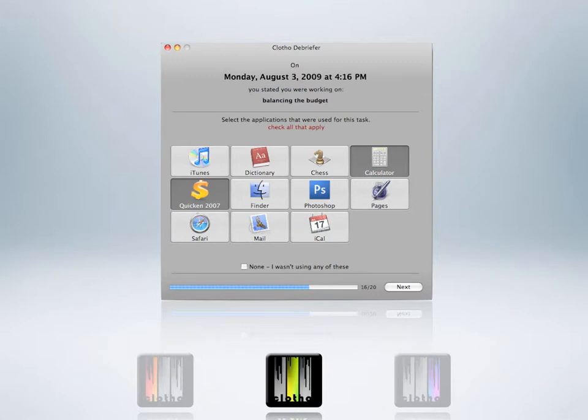The briefer told them the date and the time and the activity that they had previously written down. And we asked them to select, through these buttons, which of the applications that were running at that point in time were important to their given activity.